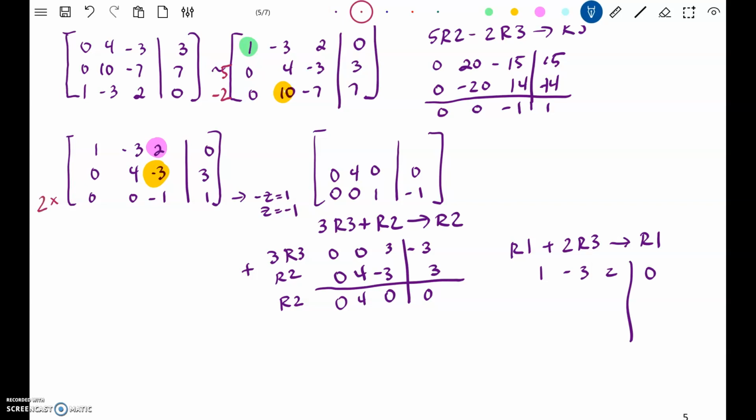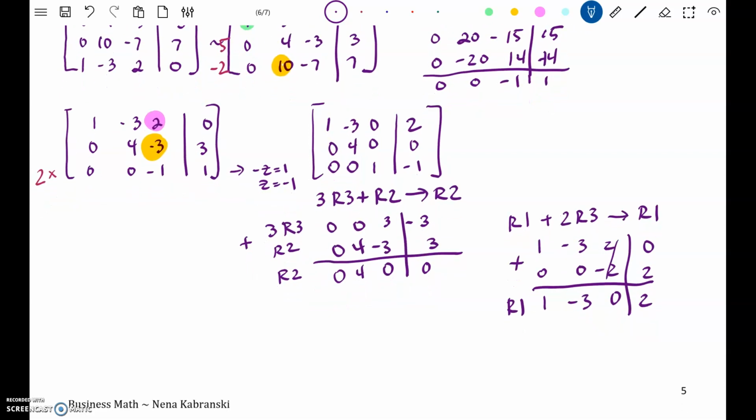2 times row 3 is going to be 0, 0, negative 2 and 2. Add those together, we eliminate the z value. 1, negative 3, 2. So that's my new row 1, which is 1, negative 3, 0 and 2.